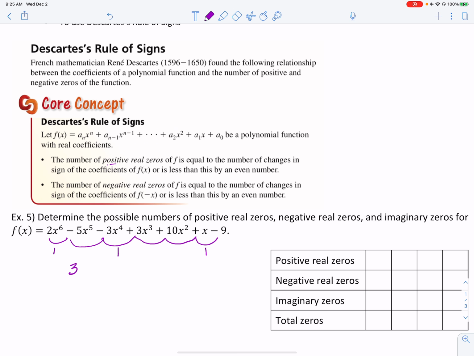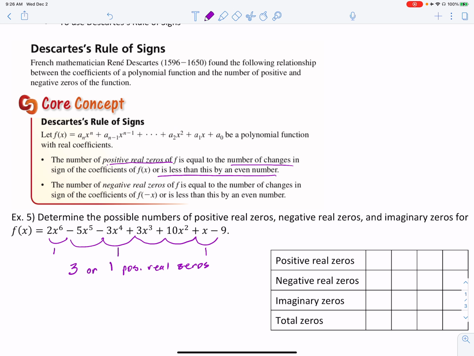So the number of positive real zeros is equal to the number of changes, or is less than this by an even number. So you go down. So there will be 3, or go down by 2. There will be 3 or 1 positive real solutions, or zeros. And that's for the number of positives, so those are to the right of the y-axis.